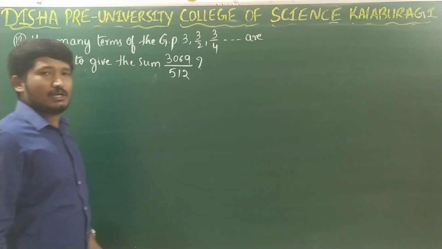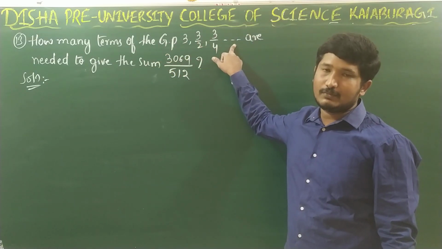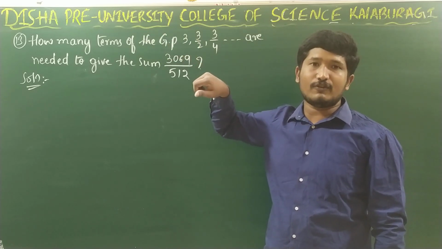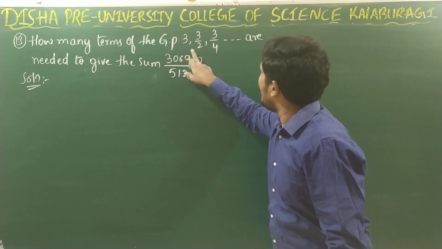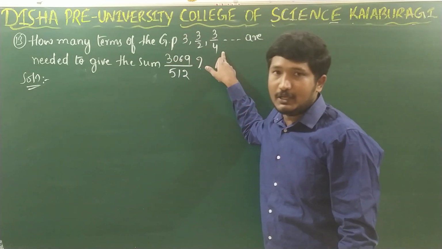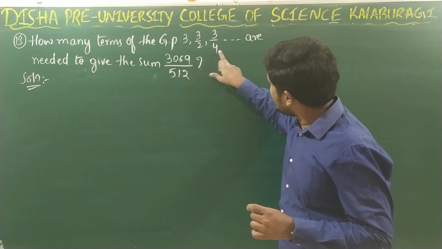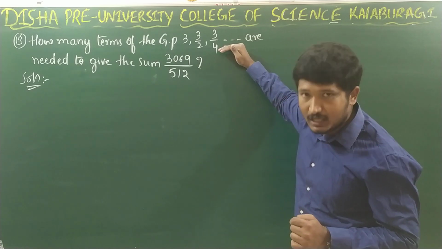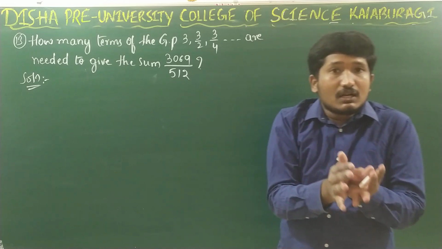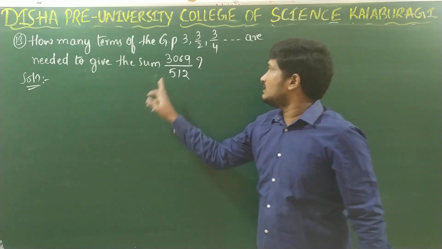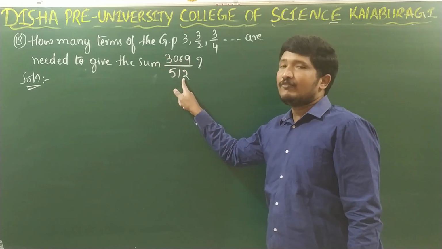So what is the question here? We are given the geometric progression, right? So what are they asking us to find? They are asking us to find how many terms there are in this GP. Listen very carefully. How many terms are there in the given geometric progression such that when you add all the terms, the answer, that is the sum, must be 3069 divided by 512.